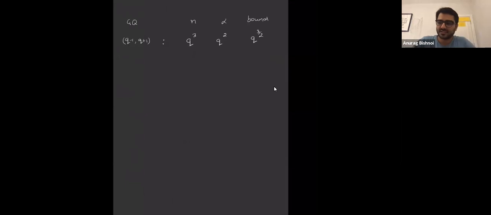So we started with a generalized quadrangle of order q minus 1, comma q plus 1. So it had these many vertices. And we actually took a sub.